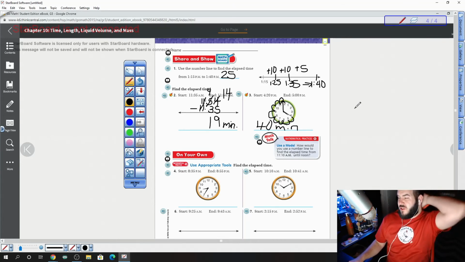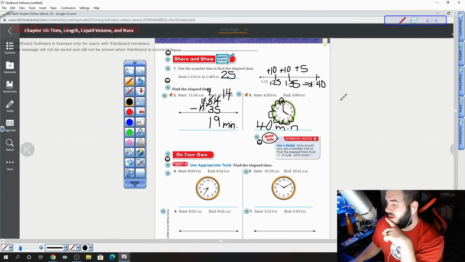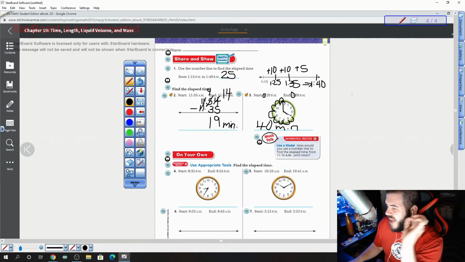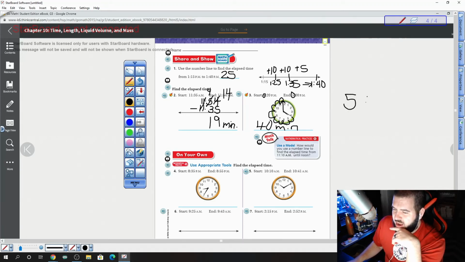So let me show you the subtraction method with this one. This is going to be very confusing, and this is why I would suggest not doing the subtraction method if you have a problem where your hours change. So this one's going from 4:20 to 5 p.m. I'm going to show you what happens and how it looks. If I'm going to subtract, I'm going to start with my end time, which is 5 o'clock, and I'm going to subtract my beginning time, which is 4:20.